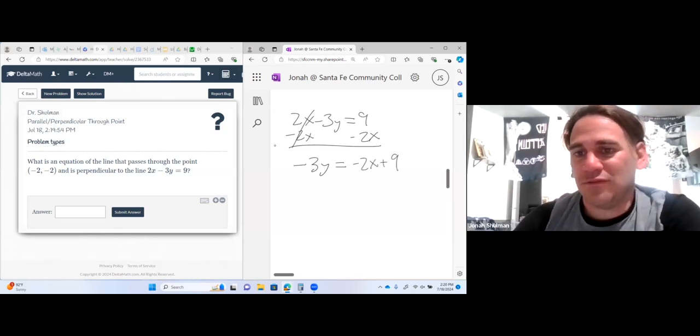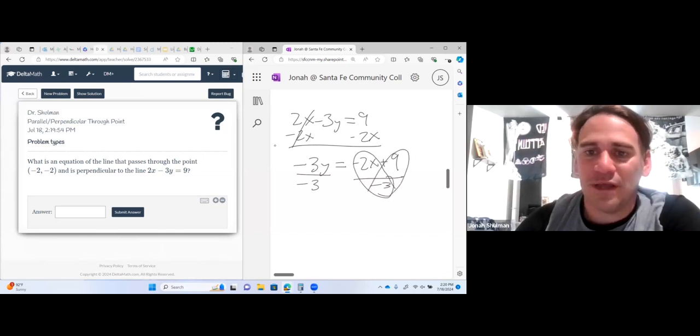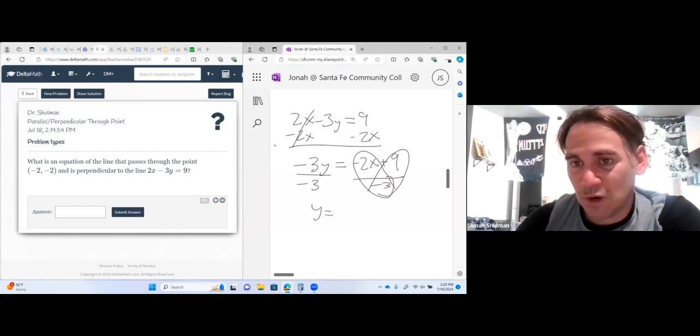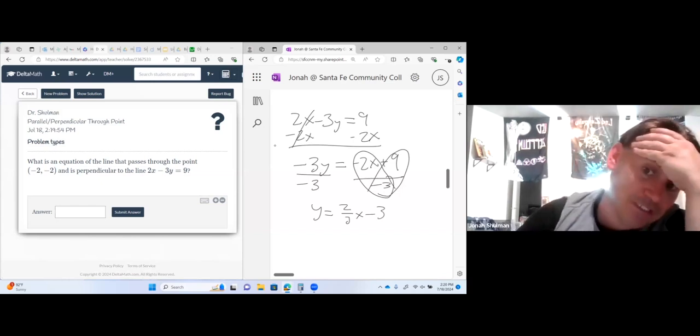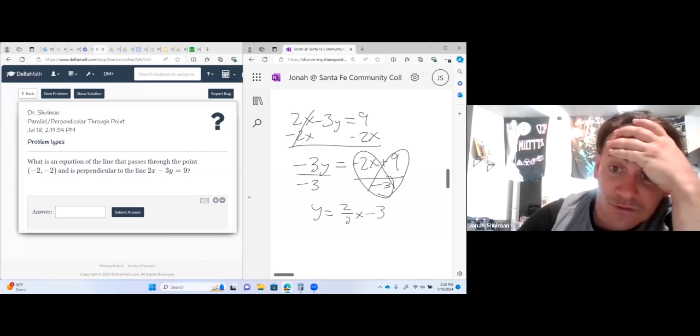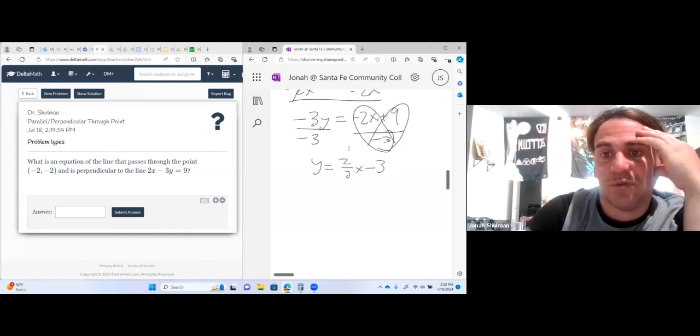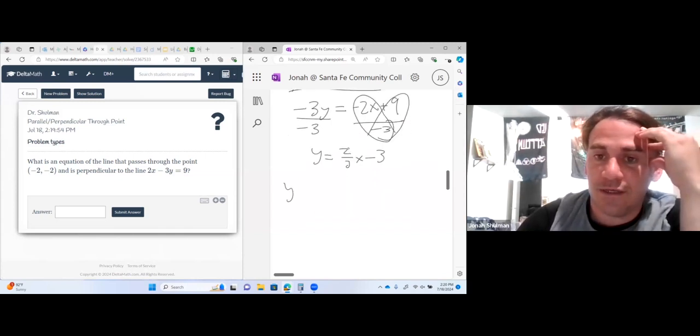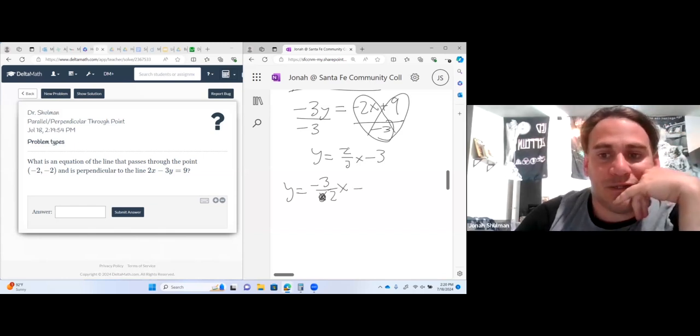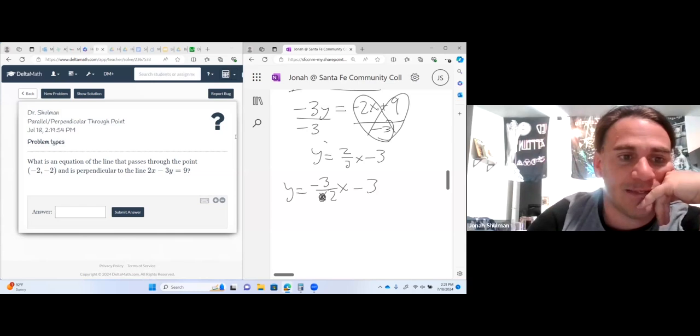We divide by negative 3. Remember that both of them get divided by negative 3. Draw yourself a pretty lotus flower. And we're left with y equals, 2 negatives make a what? Positive 2/3 x minus 3. So there's our equation. We want it perpendicular, right? So perpendicular means we want the slope to be a negative flip. So y equals negative 3/2 x minus 3, right? But we want it passing through this point.